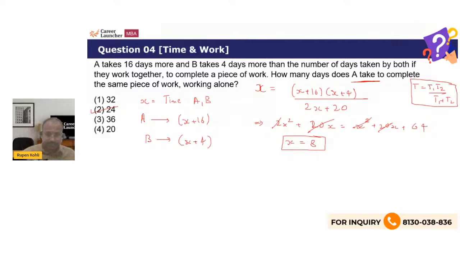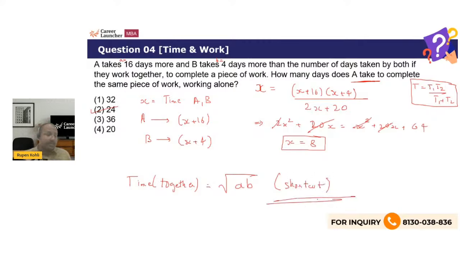If you get this, then your shortcut for the time taken for them to work together is given by: if A is equal to 16 and B is equal to 4, then the time taken for working together is always the square root of A into B. This is exactly what we got over here, right? Square root of 16 into 4. So this is a shortcut, the quick way in this very specific case.